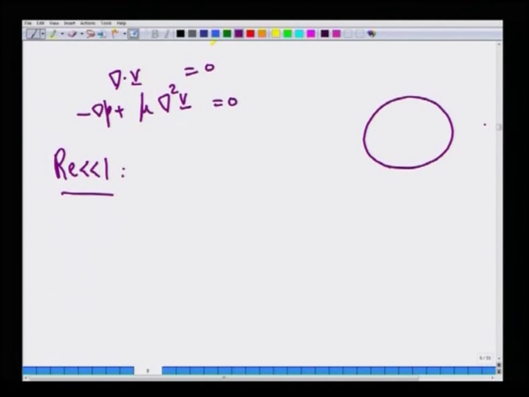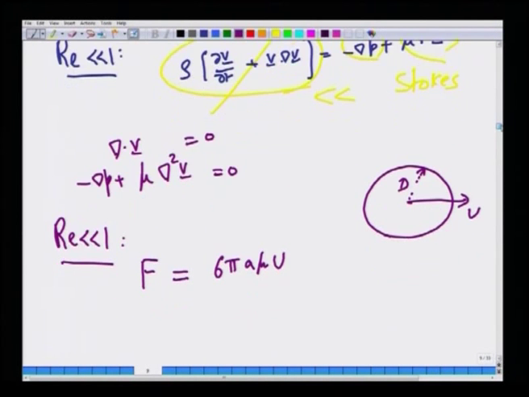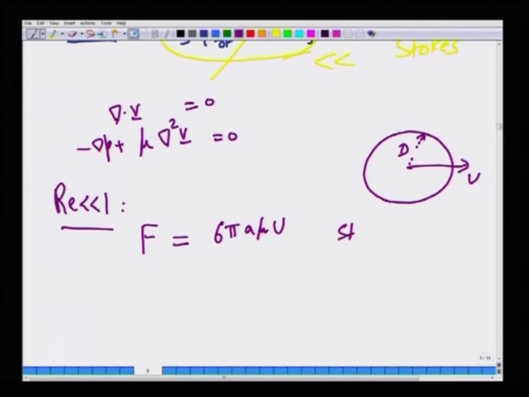Now, that results in the famous Stokes drag law. The drag force experienced by a sphere moving with a constant velocity u, sphere of diameter d, in a fluid of viscosity mu and density rho, is the celebrated Stokes drag law. F is equal to 6 pi a eta u, or if I use mu for viscosity, mu is the viscosity. So, this is the Stokes drag law, valid at very, very small Reynolds number.